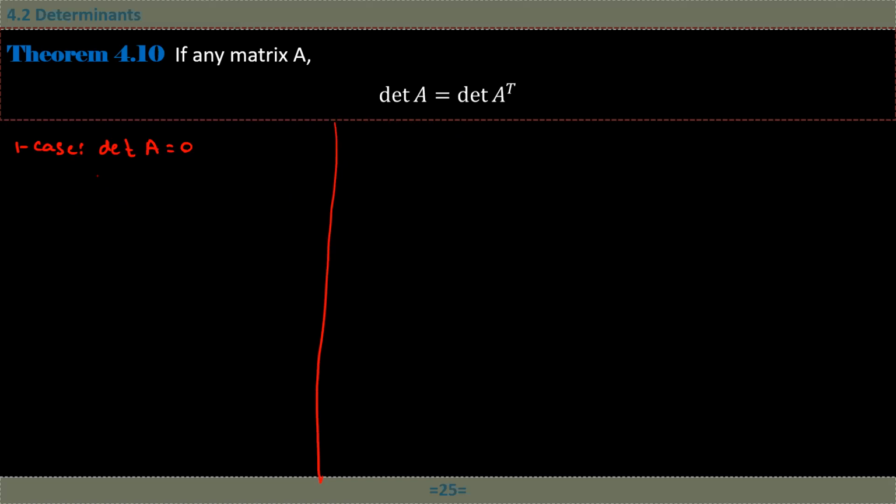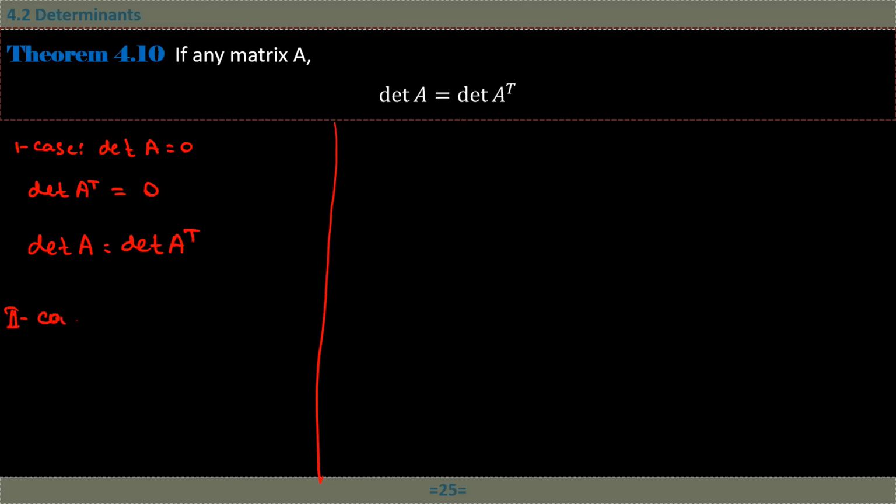Okay. So if the determinant of A is equal to 0, we know that means A is not invertible. This implies that A transpose is also not invertible, since we have seen that a matrix is invertible if and only if its transpose is also invertible. That means the determinant of A transpose should also be equal to 0. Since the determinant of A is equal to 0 and the determinant of A transpose is equal to 0, that implies the determinant of A is equal to the determinant of A transpose. Okay. And how about the second case?